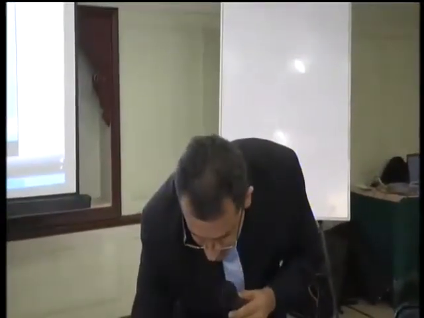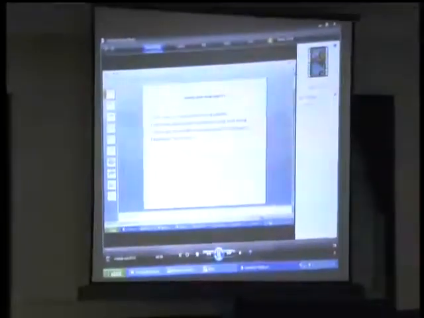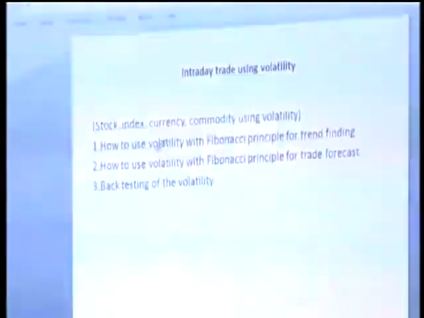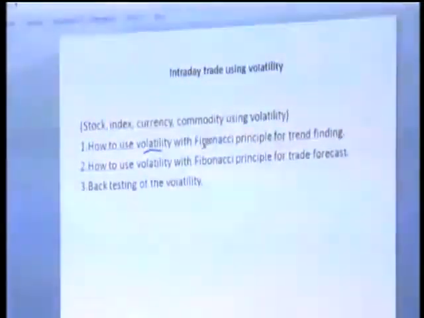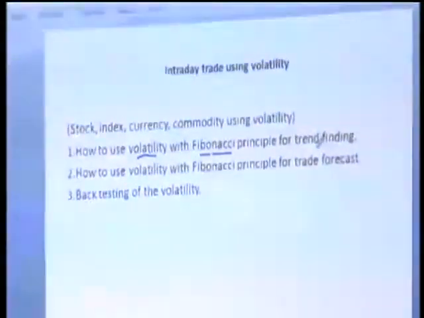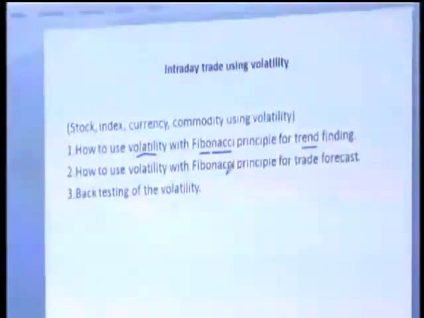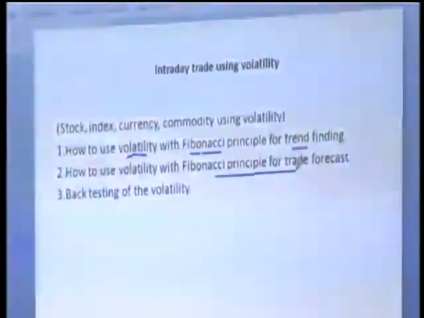In this part of my presentation, I am going to describe how you can do the intraday trade using volatility concept. Also, I will be showing you how you can do the intraday trade in options. So during my presentation, I will be describing the volatility and Fibonacci principle. By this you will be finding the trend and you will be doing the trade forecast.